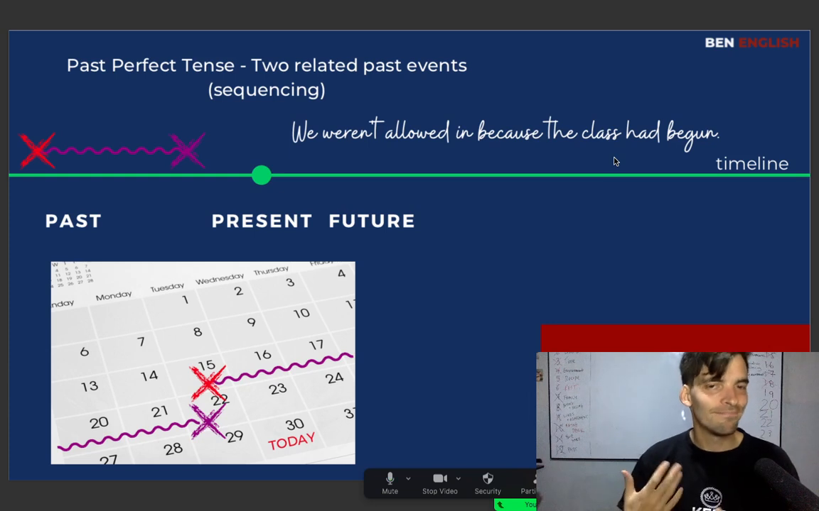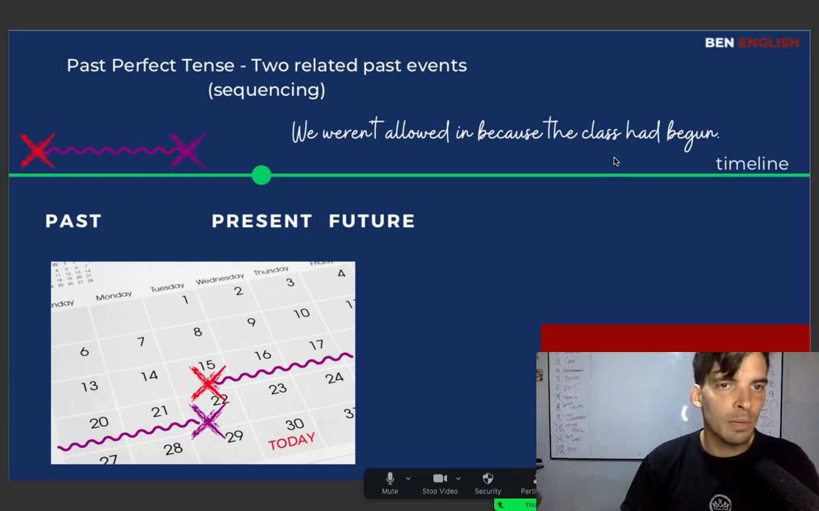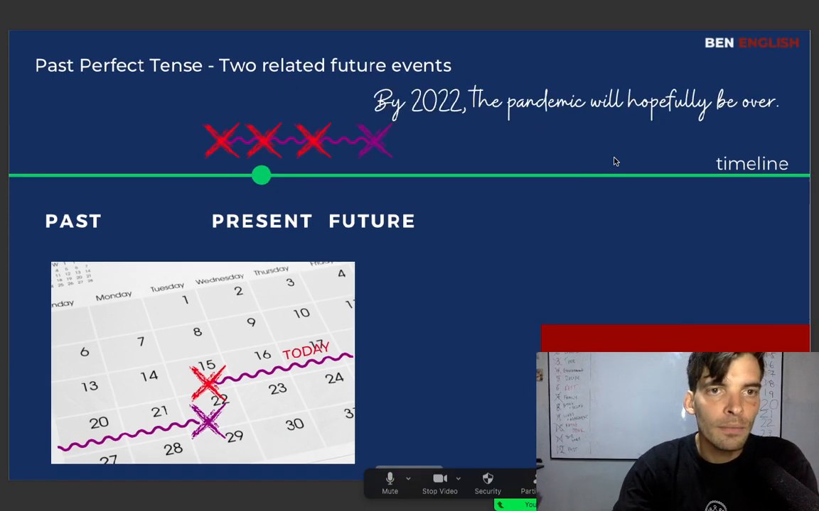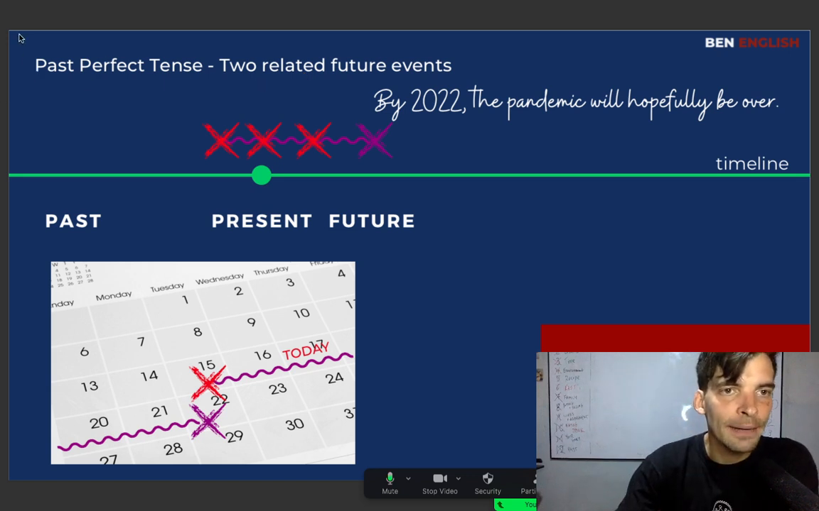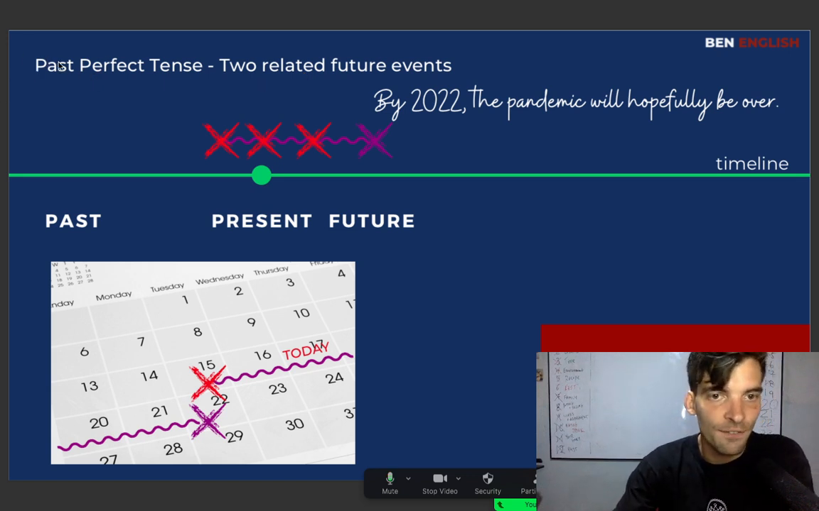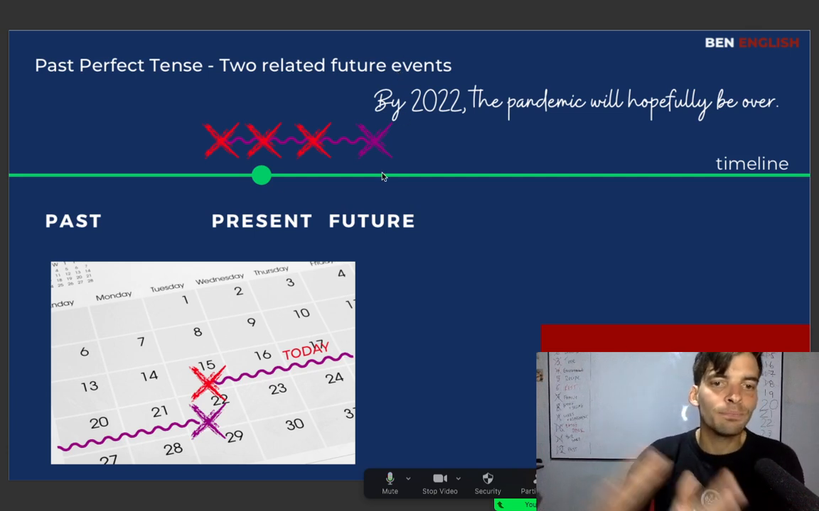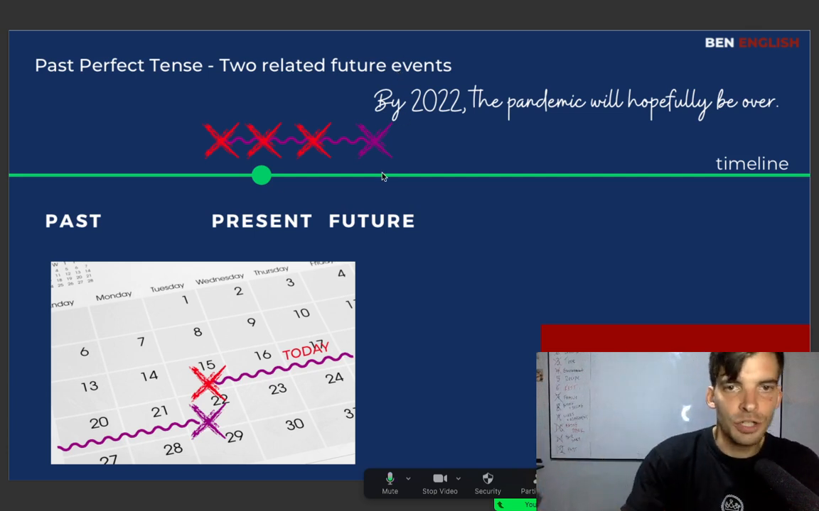But I think it is clearer with the past perfect tense. Finally, the future perfect tense, and I'm sorry there's a mistake here, it should say the future perfect tense. The future perfect tense is two related future events, okay?